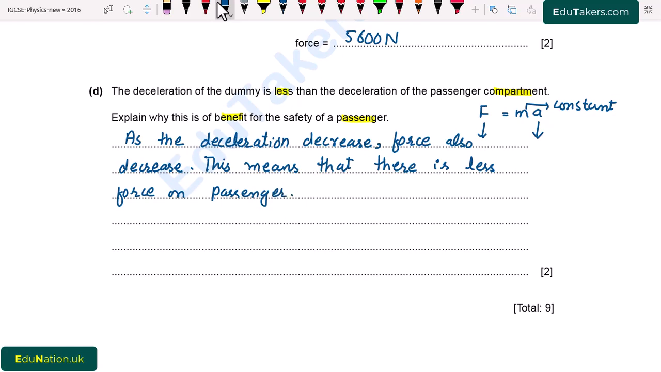So there will be less chance of injury for the passenger because force is less.